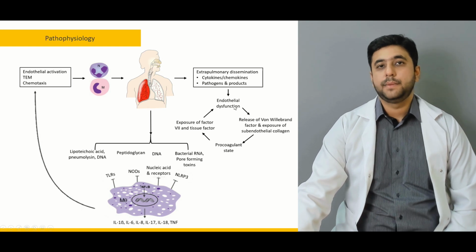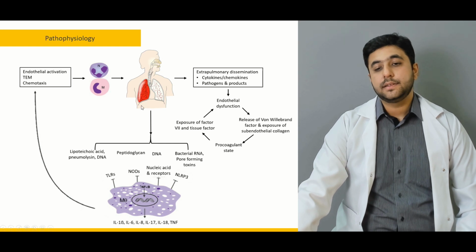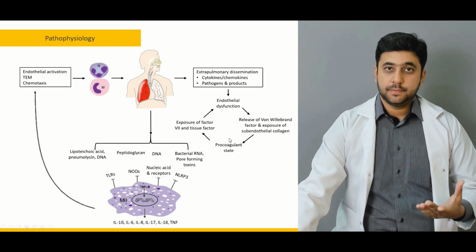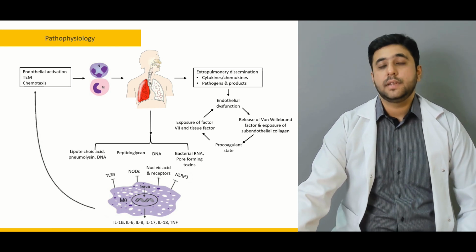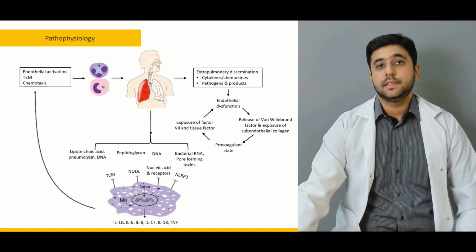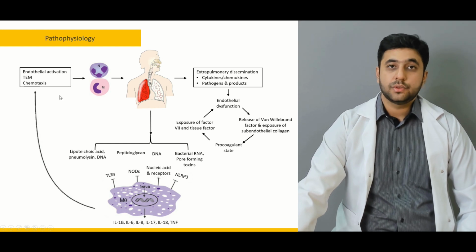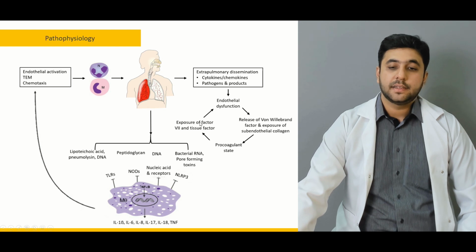The endothelium of the blood capillaries becomes dysfunctional, and after this dysfunction, there is release of von Willebrand factor and exposure of the subendothelial collagen. These all lead to a procoagulant state. And there is diffuse coagulation throughout the body, which can lead to a condition called DIC, disseminated intravascular coagulation. Your platelets are consumed, which can lead to thrombocytopenia. And then there is exposure of factor 7 and the tissue factors, and this cycle of procoagulant state starts.